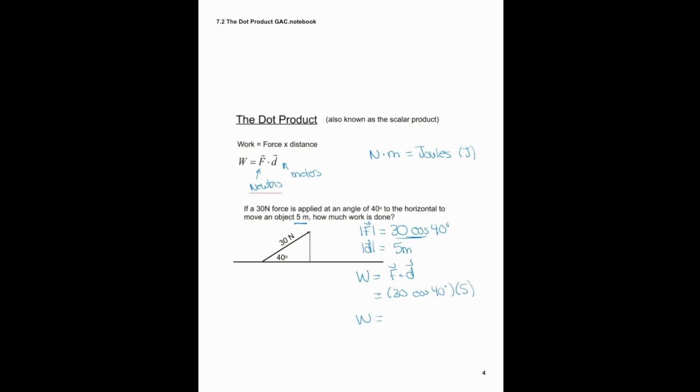So this gives us a total amount of work done of approximately 114.9 newton meters. Now remember I said the unit for work is actually joules, so we're going to round that up to 115 joules of work being done to move this object 5 meters when a 30 newton force is applied at 40 degrees. Now, it wouldn't matter how we do this one. We could do it like we did here, where we took the x component of force and multiplied it, or we could take 30 times 5 times cos of 40, because it all equals the same thing.